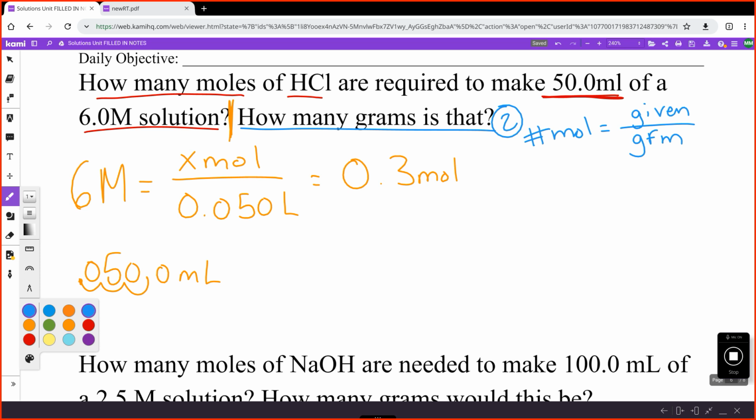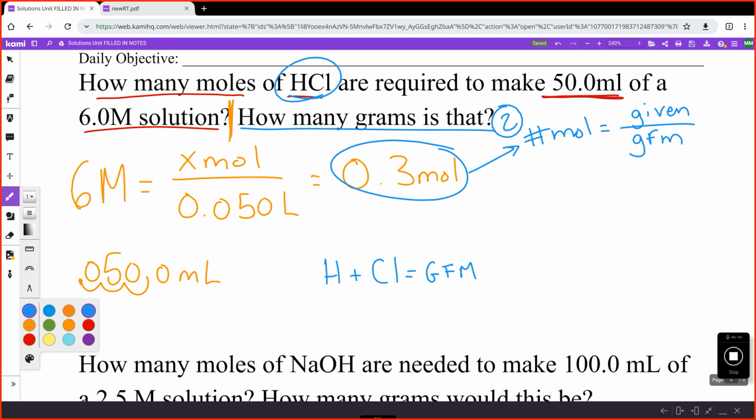Now, what do we know from what we've already done? We do already know that our number of moles is 0.3. What we do not have is a given mass. See, that's why I don't like the term given mass. And what we don't know at the moment is the gram formula mass. But what we do know is that the molecular formula is HCl. And think back: if we take the mass of one hydrogen and add it to the mass of one chlorine, we are going to get the gram formula mass.